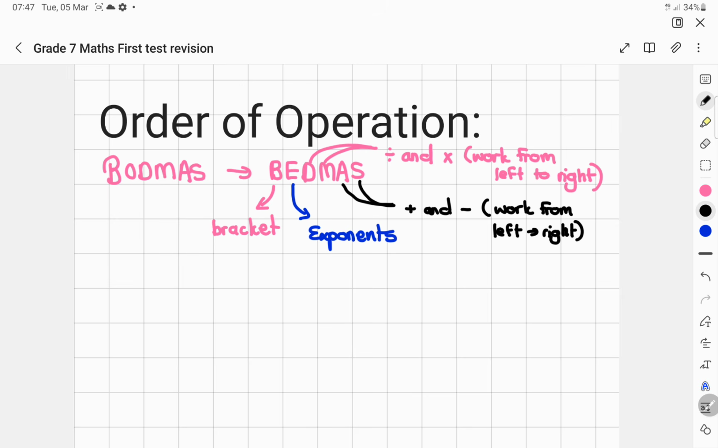And people, you don't just use it when they say to use it. They won't just say, use the order of operation to do the following. You must always apply BEDMAS. Even if it's asked or even if it's not asked, you always apply your BEDMAS. Okay, so let's look at a few sums together.